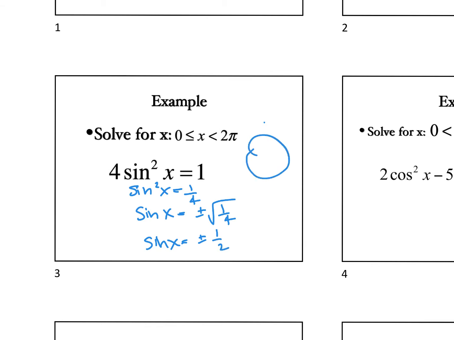Now, on your unit circle, if you're looking and looking and looking, sine is positive here and here, and then sine is negative here and here. So this problem actually does have 4 answers. It's pi over 6, 5 pi over 6, 7 pi over 6, and 11 pi over 6. Okay, again, break out that unit circle. Make sure that you know it.